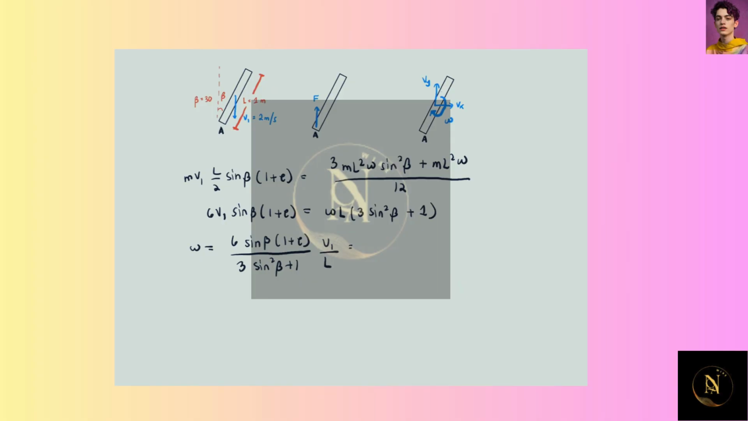Substituting the values, this will be 6 sine 30 degrees times 1 plus 0.8 over 3 sine squared 30 degrees plus 1, multiplied by v1, which is 2 meters per second, over the length, which is 1 meter. So, this is equal to 6.17 radians per second.